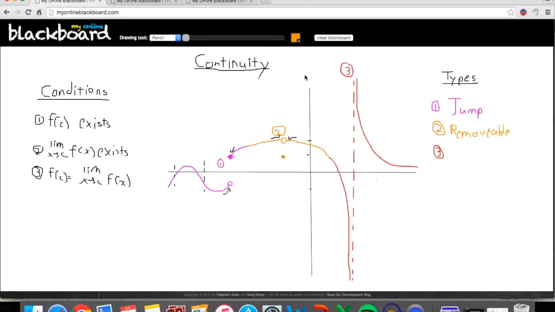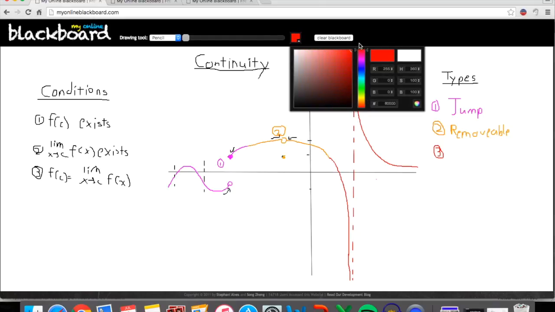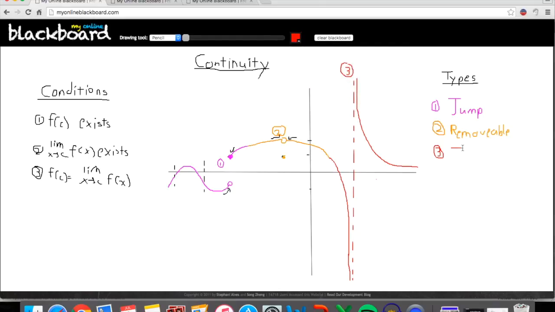The last type is an infinite discontinuity, and that's case number 3. So infinite discontinuity is basically when you see a rational function and it approaches infinity, the limit does not exist. So obviously, I spelled infinite wrong. Sorry. So the limit does not exist, and neither does the value. It's all in all very discontinuous. One goes down, one goes up. The limit does not exist, the value does not exist. So those are your three types of discontinuity.